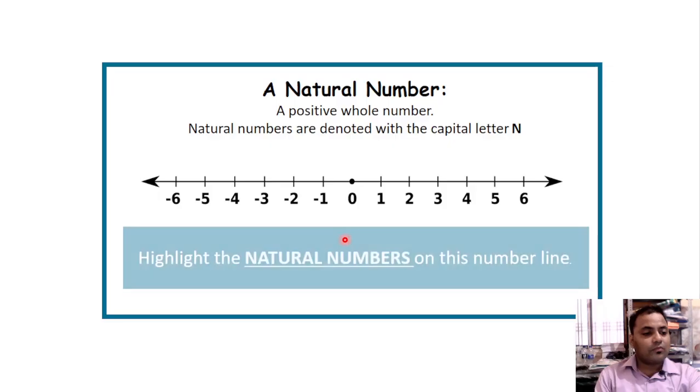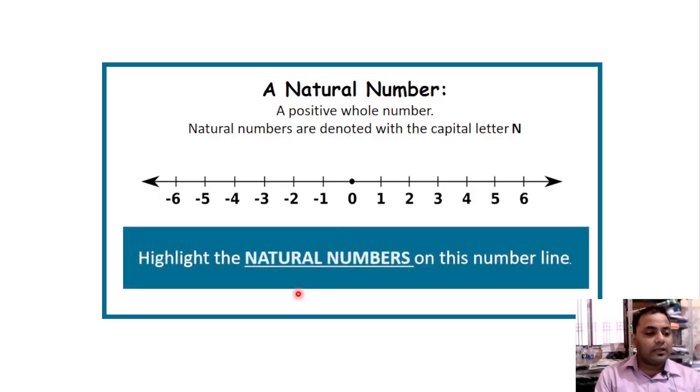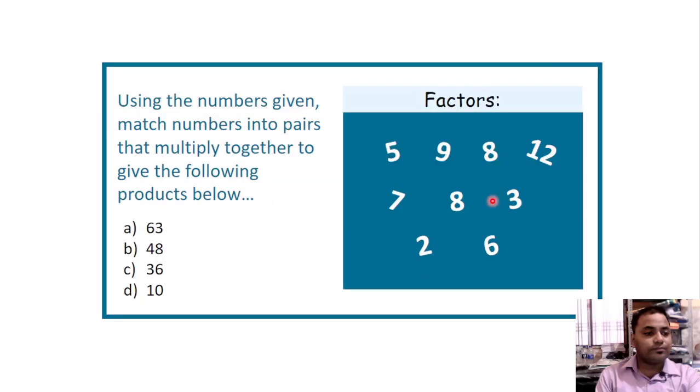So now we are just highlighting the natural numbers on the number line. Here 1, 2, 3, 4, 5, 6 are the positive natural numbers. You can see by highlighting through the red bubbles, 1, 2, 3, 4, 5, 6 are the positive natural numbers.